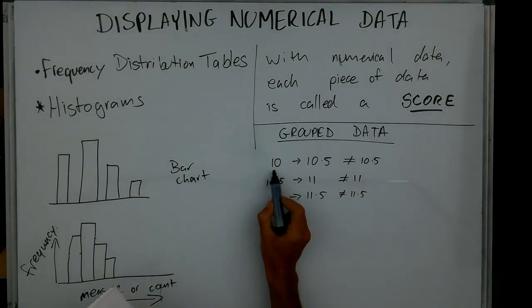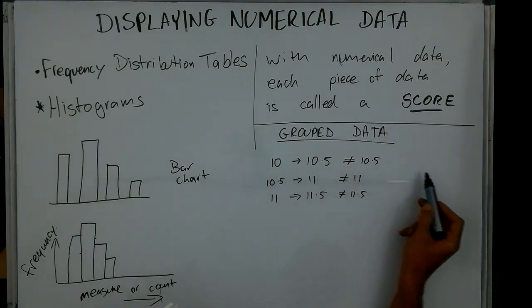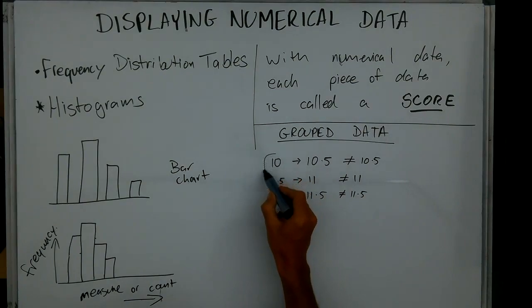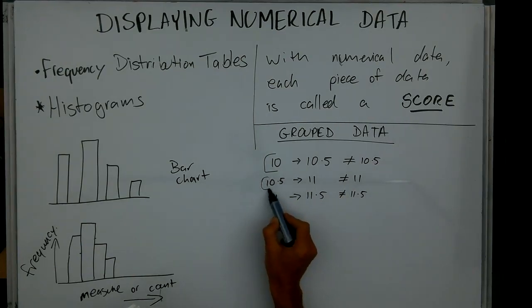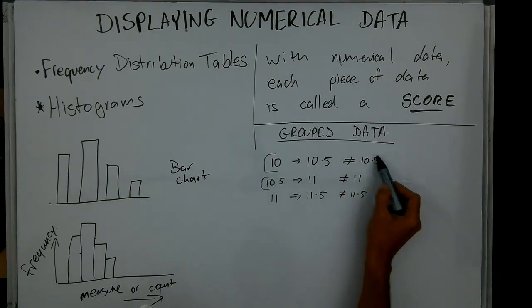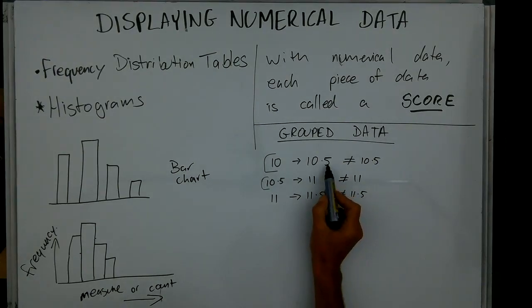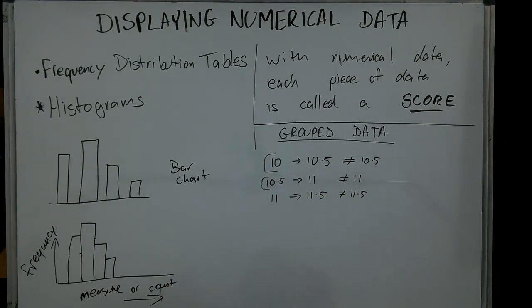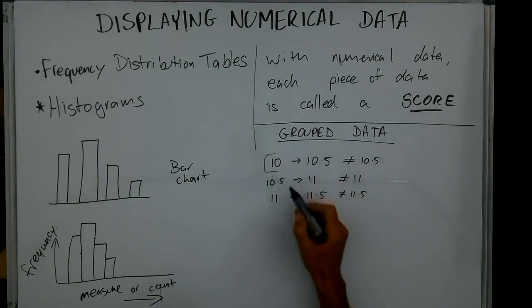The next category starts at 10.5 seconds and goes all the way up to 11. It doesn't include 11 because the next category starts at 11. It goes to 11.5 but doesn't include 11.5. So any score between 10 and 10.4999999 would be in this group. As soon as we get to 10.5, it doesn't belong here, it belongs in the next category. It's important to keep track, because if you get a score that does actually fall on the boundary, you need to know which category it goes in. So this is one way of writing it.